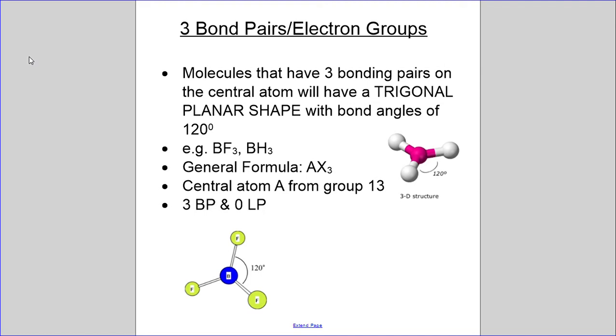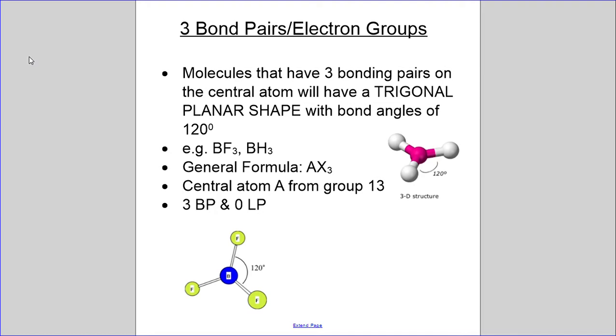So our next one is 3 bonded pairs. So molecules that have 3 bonded pairs on the central atom will have a trigonal planar shape with bond angles of 120 degrees between them, and you can kind of see the pictures that show 120 degree marks. So there are examples like BF3 and BH3.